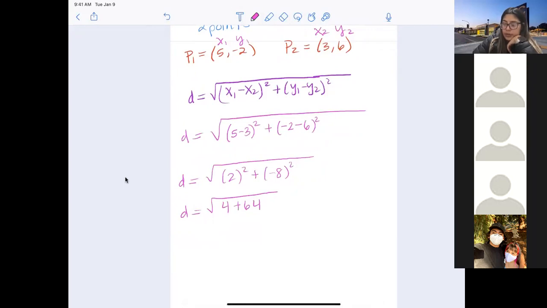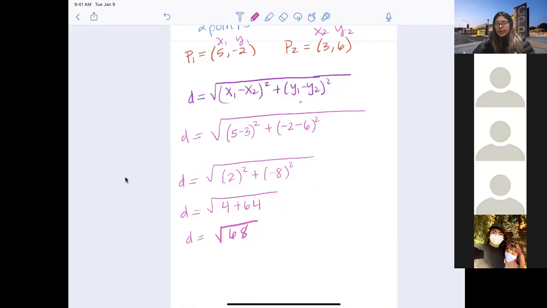Okay, so I don't want any decimals here. I want the exact answer using radicals. So if you're trying to cheat, and if you're trying to use a calculator, well, guess what? It's going to mark it wrong. Make sure you know how to do the exact answer. So this is the square root of 68.